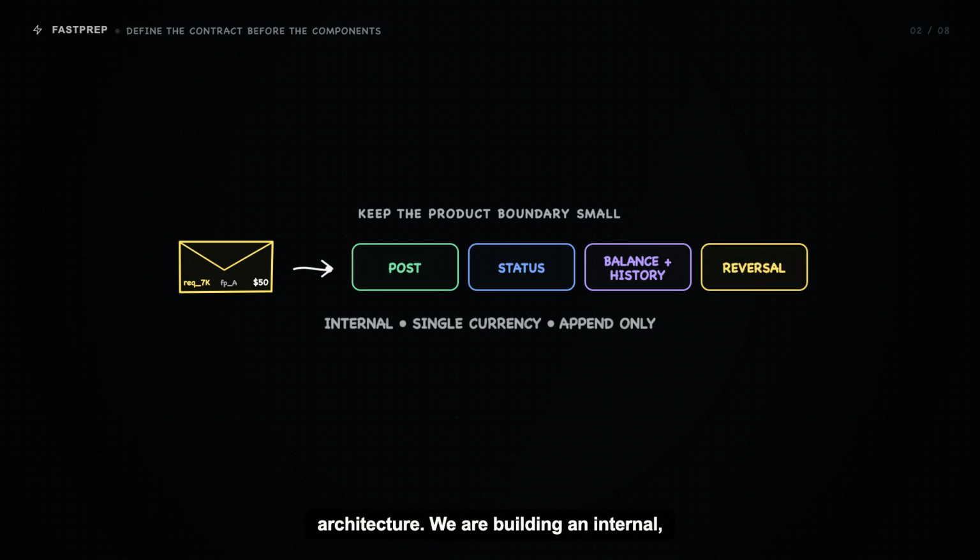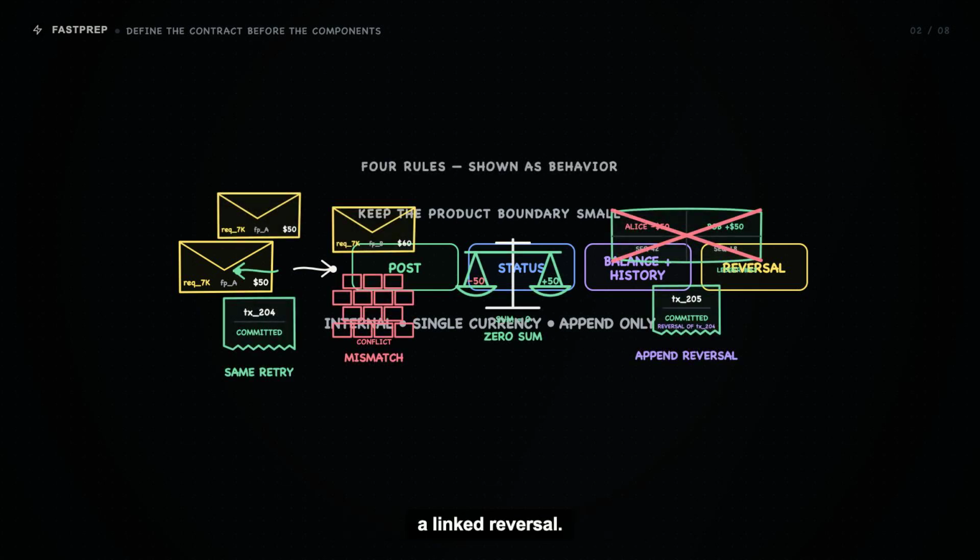We are building an internal single currency ledger. An authenticated client posts one transfer as balanced entries. It can recover the posting status, read a balance and ordered history, or correct a mistake with a linked reversal.